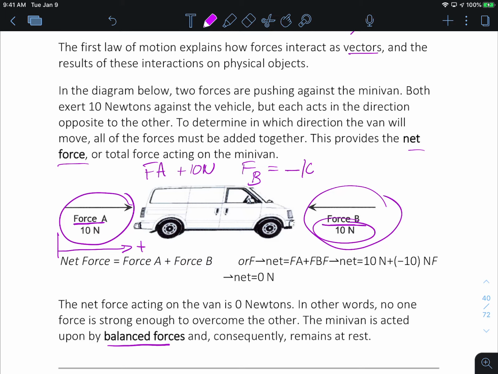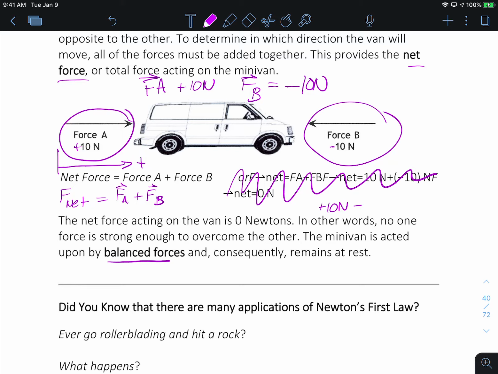Okay, the minivan is acted upon by, in this case, these two forces. If you add positive 10 newtons to negative 10 newtons, then your total will be 0 newtons. So this is a balanced system.